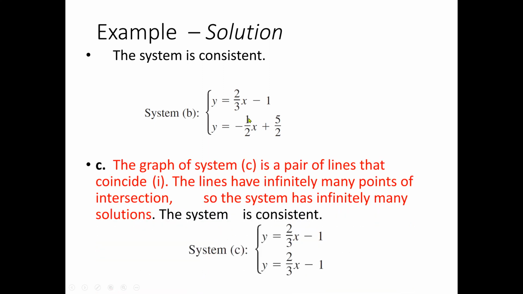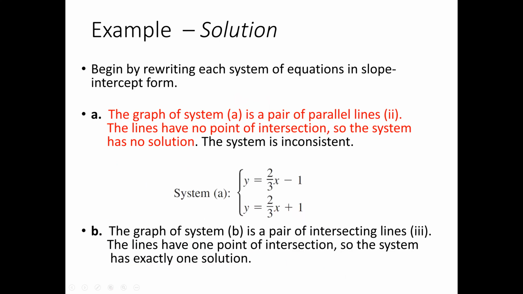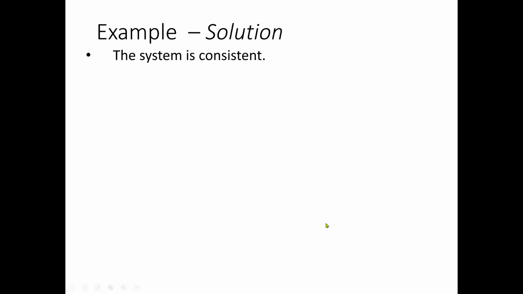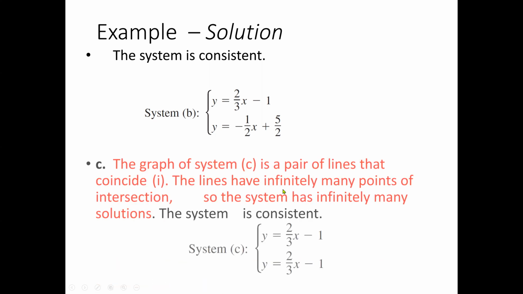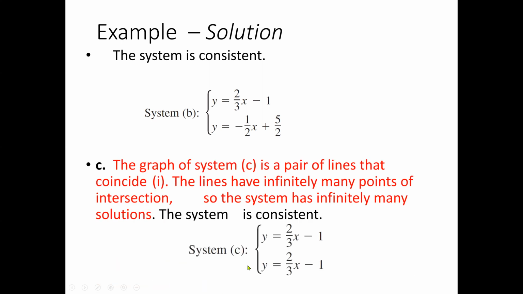So this means actually we have the solution in the previous slide. And the graph of B is a pair of intersecting lines. The lines have one point of intersection. So the system has exactly one solution. And we can see from there the slopes are different, the graphs are not the same. We only get infinite solutions if the equations are the same, which means the slope will be the same and the intercept will be the same. So let's look at the third one.